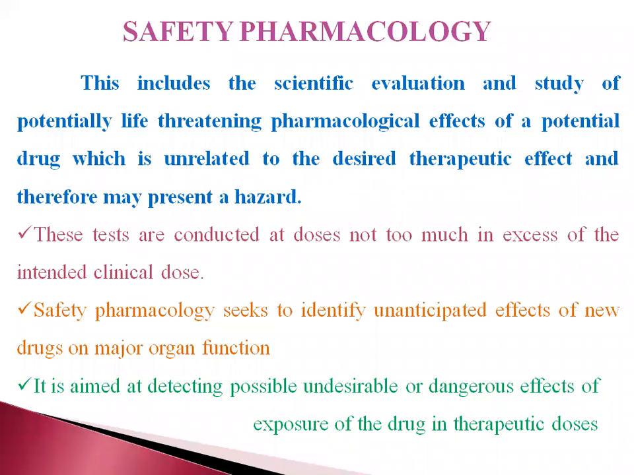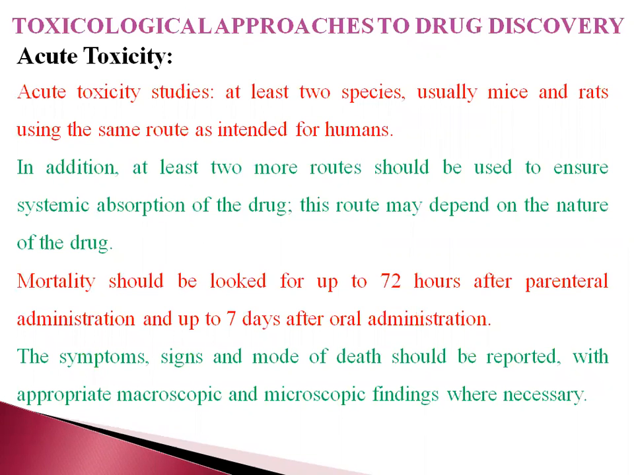Safety pharmacology seeks to identify anticipated effects of a new drug on major organ function. So that is most important. We are checking the specific effects on different organs of our body. It is aimed at detecting possible desirable or dangerous effects of exposure of the drug in therapeutic doses. So we are checking by changing doses.